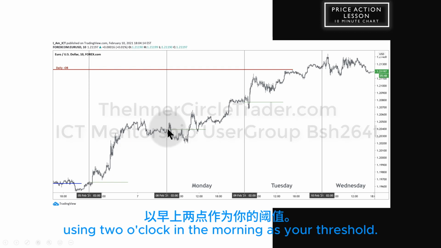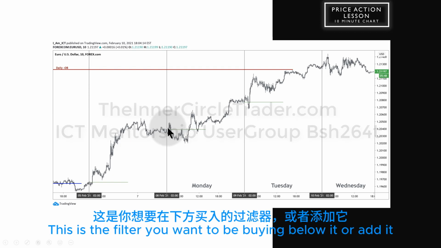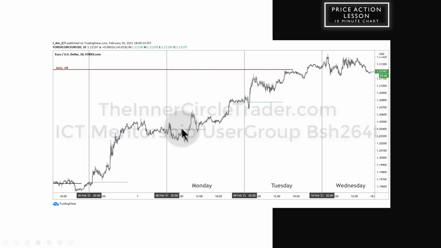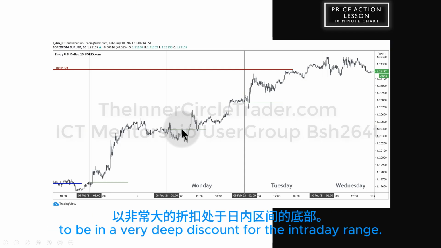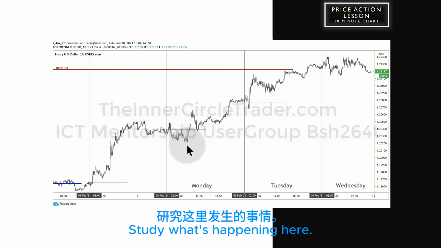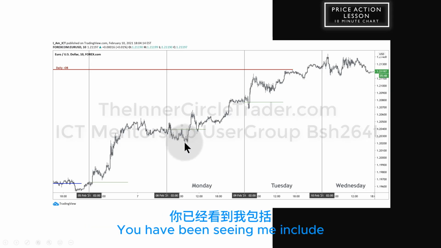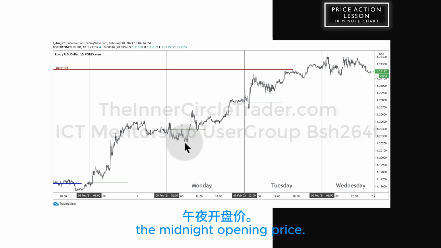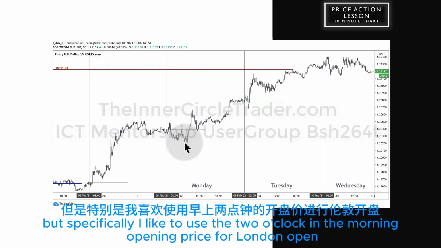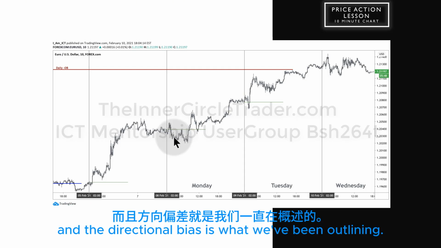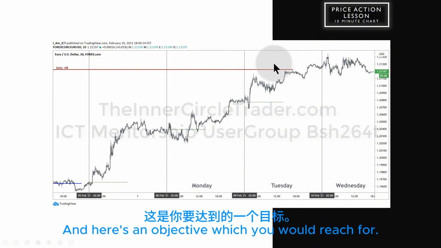Using 2 o'clock in the morning as your threshold, this is the filter. You want to be buying below it or at it to be in a very deep discount for the intraday range. Study what's happening here. It's moving below that opening price at 2 o'clock. You have been seeing me include the midnight opening price. That's still important, but specifically, I like to use the 2 o'clock in the morning opening price for London Open. And the directional bias is what we've been outlining. And here's an objective which you would reach for.